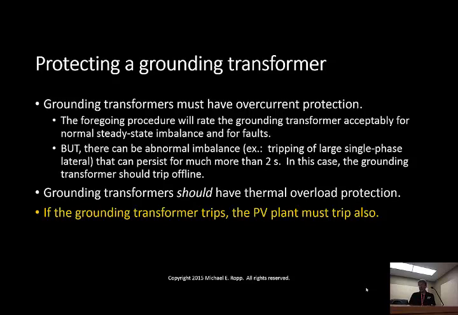But the key is you still have to be adequately protected. The grounding transformer sizing procedure that we gave here should enable you to do that without messing up your existing protection coordination. That's the point.